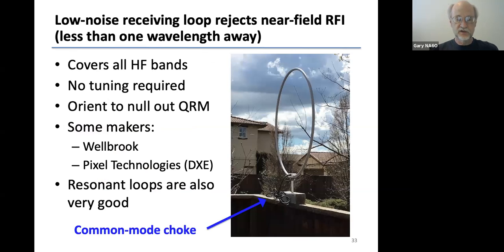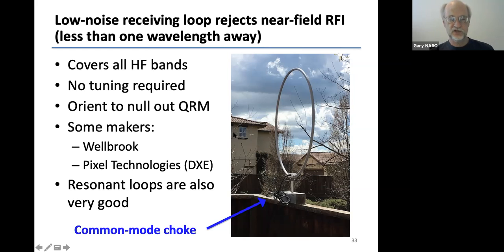Here's another option, a low noise receiving loop. This is what I use. Mine's made by Wellbrook over in the UK. These are kind of neat. These are broadband antennas. They cover all the HF bands, no tuning required on these. And you orient it to null out your local QRM. And the reason I bought this was to get rid of my neighbor's plasma TV. So you turn this thing until you're looking through the loop. You point that right at the source to null it out. And I actually placed this antenna as close as I could to my fence, literally as close as I could to his TV. And while listening to the noise on my receiver, I turned this until it nulled out his plasma TV. And it worked pretty well.